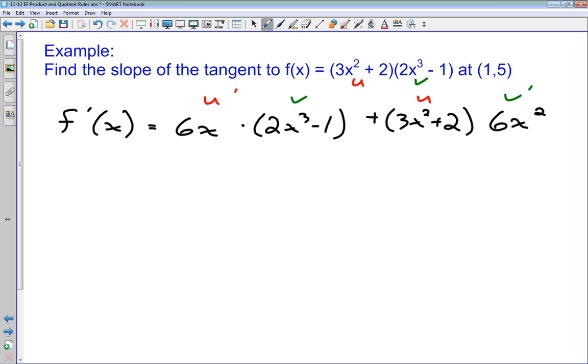Yeah, we're just going to sub in 1 for x. So at (1, 5), we are going to evaluate f prime at 1.